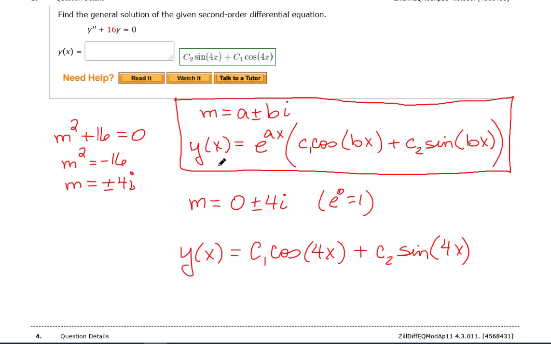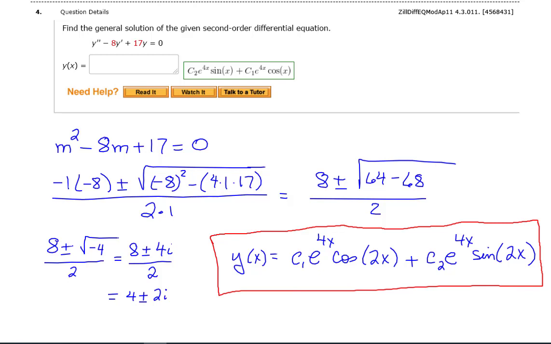So our solution in that case is e to the ax, so it's e to the real part, plus a combination of cosine and sine for the imaginary b part. And so in our case, I get 0 plus or minus 4i. Well, e to the 0 is 1, and so I just get c1 cosine 4x plus c2 sine of 4x.